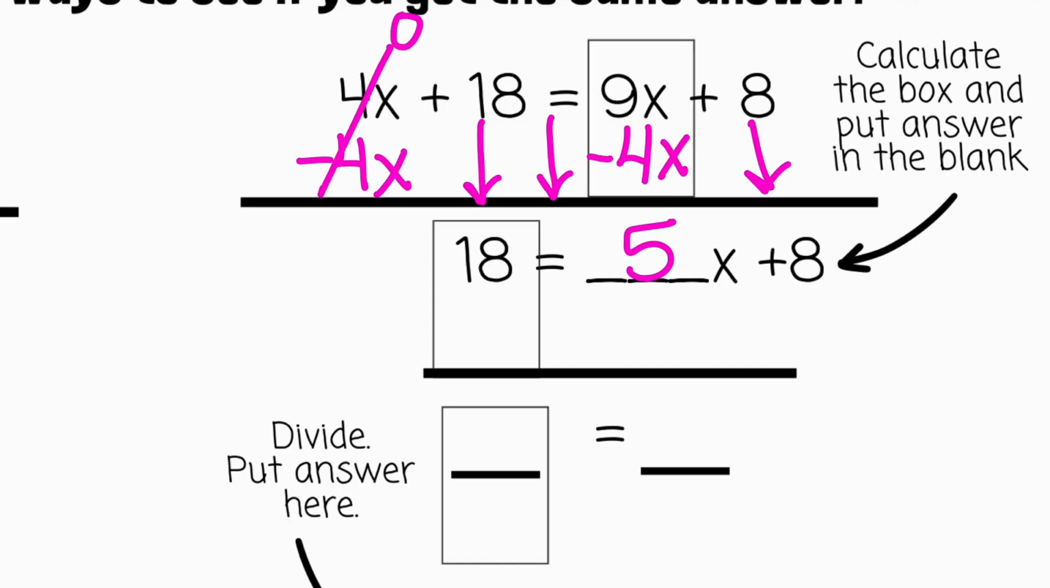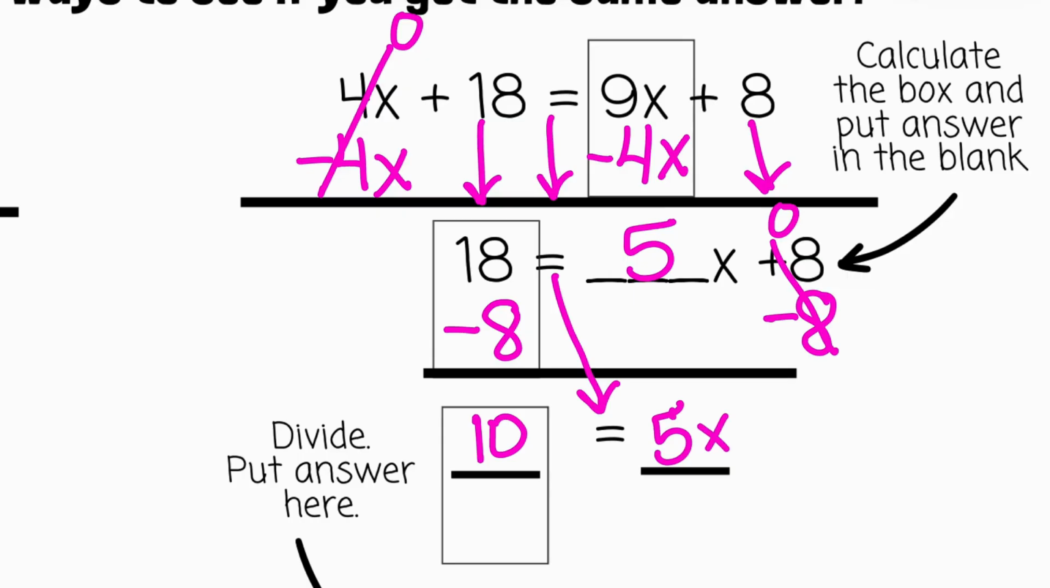Okay, so we did our first step. We rewrote our problem. Now we've got 18 equals 5x plus 8. From here, we have to box the term that's by itself, which is the 18. Okay, so I've boxed my 18. It's a plain number. That means I'm moving my 8. Okay, so inverse operations tells me to subtract 8. That gives me a 0. 18 minus 8 is 10. And then I bring down my equals and I bring down my 5x.